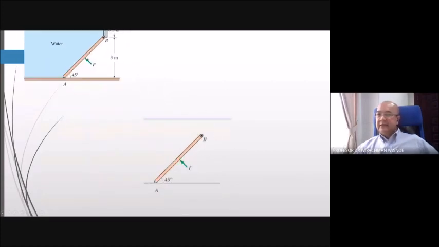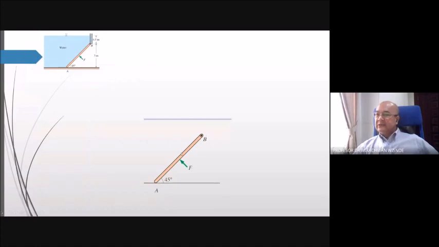So let's isolate the gate. So this is the gate AB. I maintain the water surface and the floor for references. Now, the first thing that we have is the weight of the gate. We know that the gate has a rectangular shape. So when we have a rectangular shape, the centroid will be right in the middle. In the case of 2D, of course, it is there in the middle.